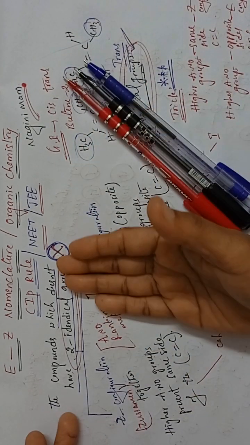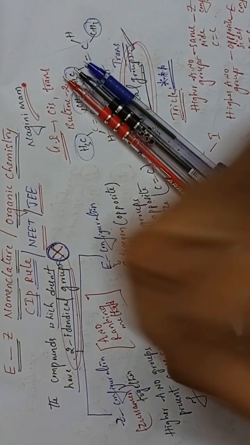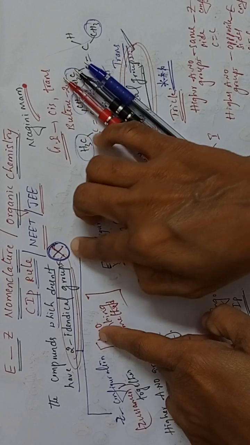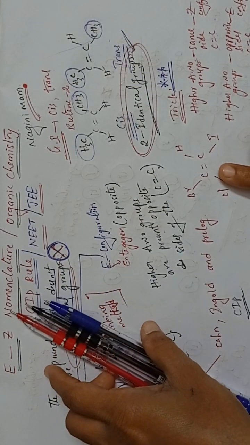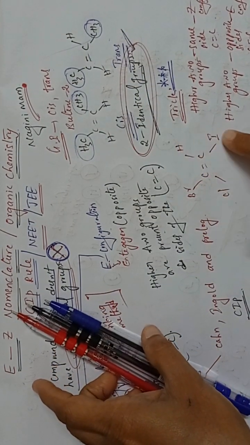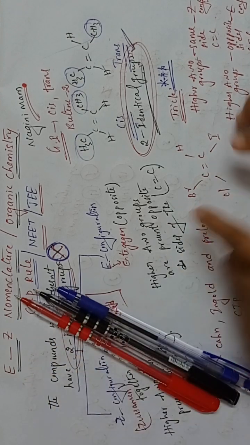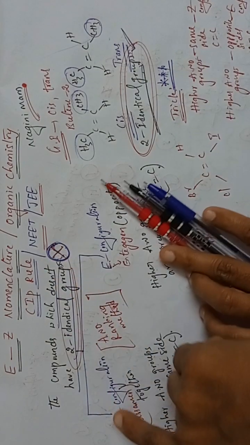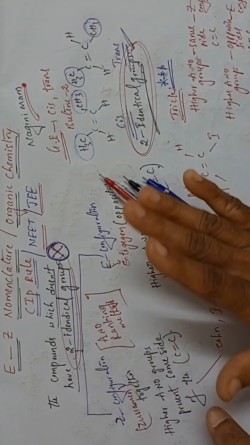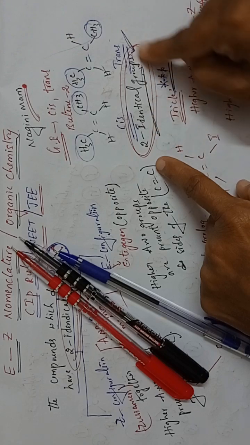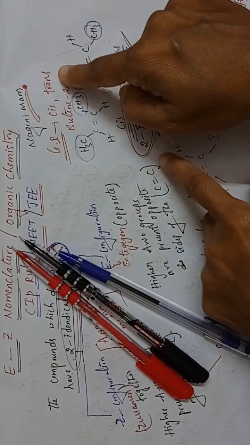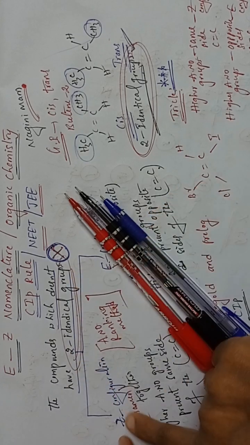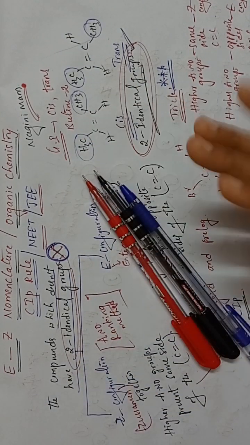Now the compounds which don't have two identical groups. See this example: it is not having two identical groups. Here bromine, chlorine, hydrogen, iodine: four different groups are there. So the compounds which do not have two identical groups, students, are classified into two categories, Z configuration and E configuration. Difference understood? The compounds which have two identical groups are classified into cis-trans, and the compounds which do not are classified into Z and E configuration.